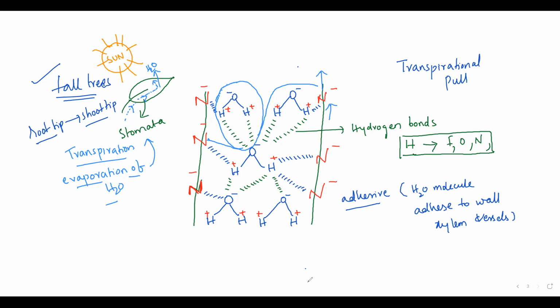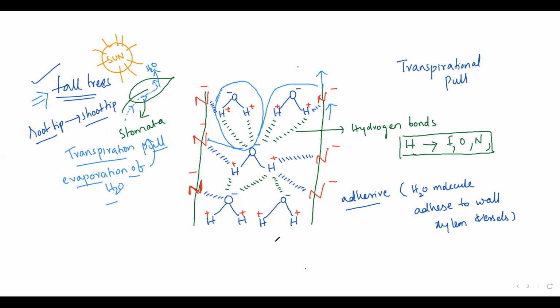Now, I hope you understood that the tension between the water molecules is being created by the transpirational pull of the sun, due to which the water molecule is lost, and the water column is being moved up further. This is the way the water is being moved from the root to the shoot tips in the tall trees because of the adhesive and the cohesive forces.